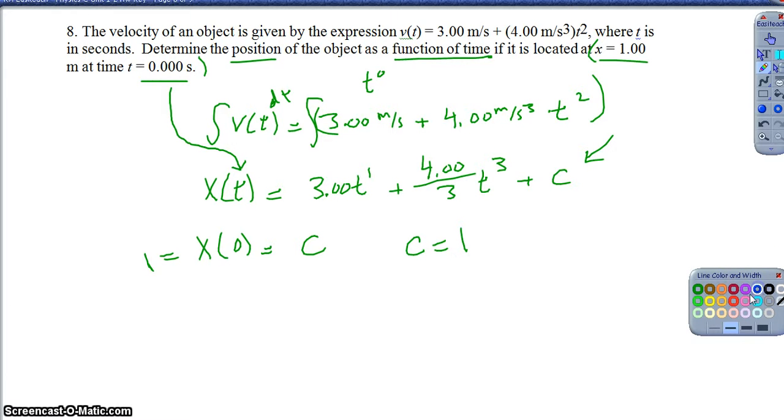So to write my actual equation, my actual function, again, I do need the specificity of c. My actual answer then is x of t, my position function in terms of t, would be, and I'm going to go ahead and write it in standard form, 4.00 thirds or 4 thirds t to the third plus 3.00 t to the first plus 1 for c.